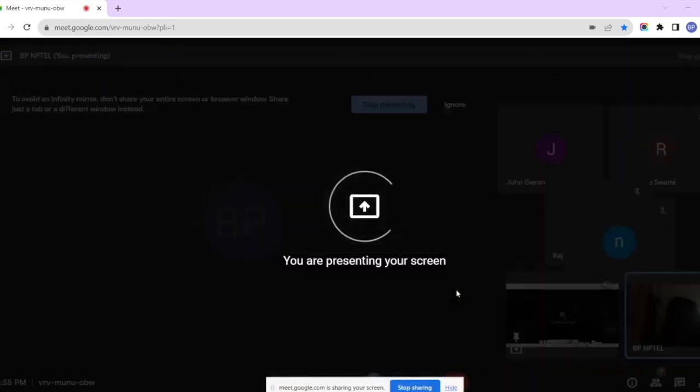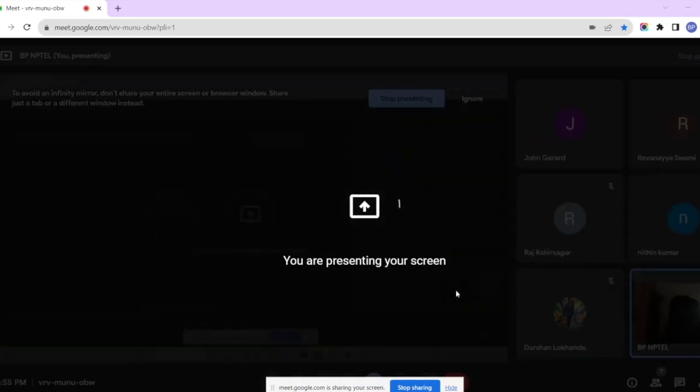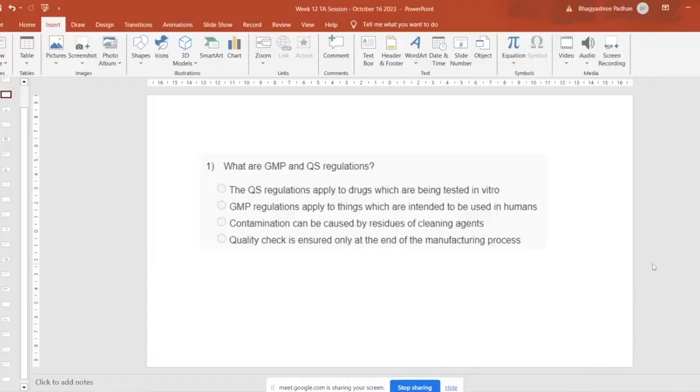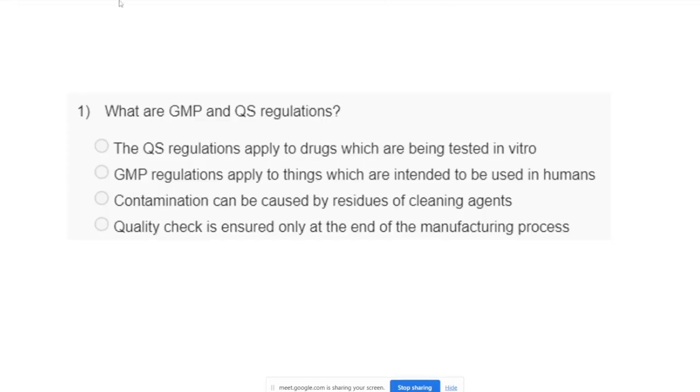Can you see it now? Is it visible now? Yes, ma'am. Now it is visible. Okay, so this was the first question. What are GMP and QS regulations? And these were the options.